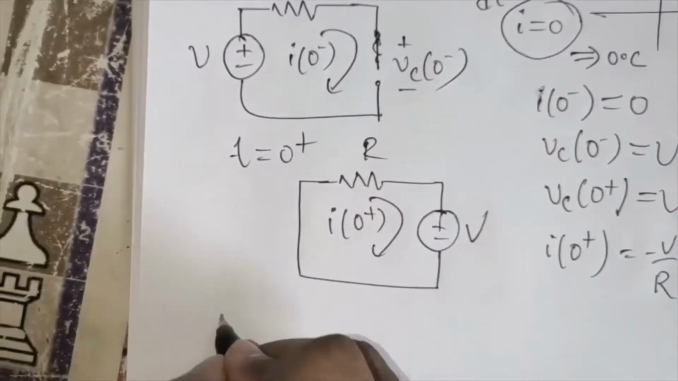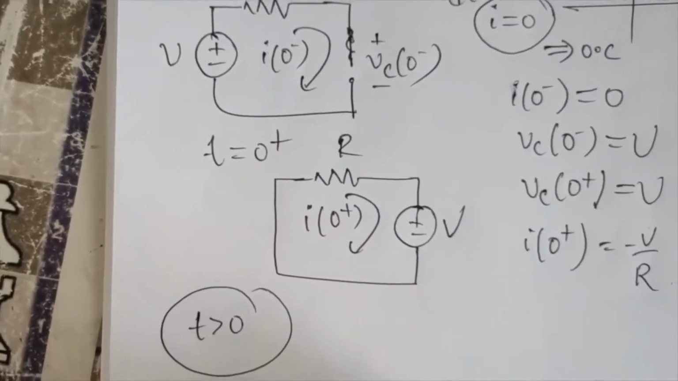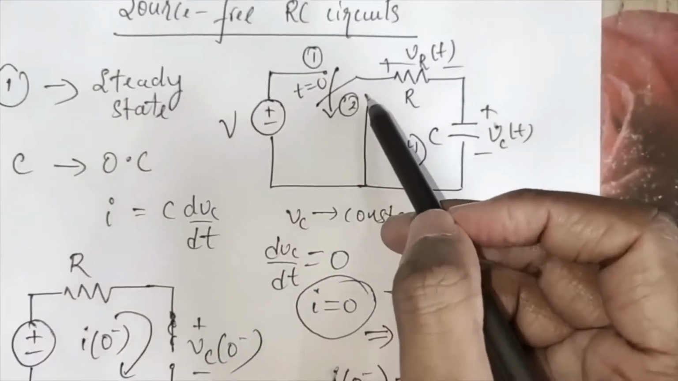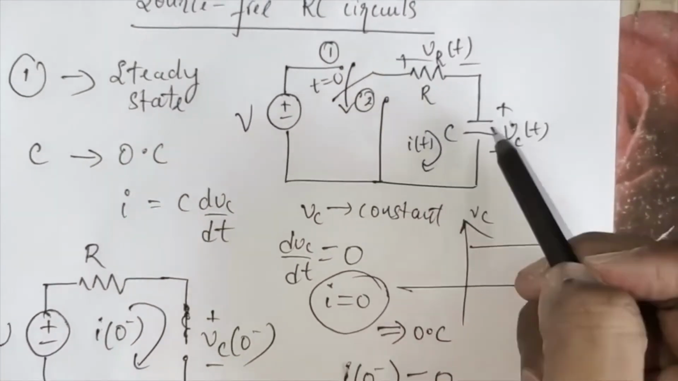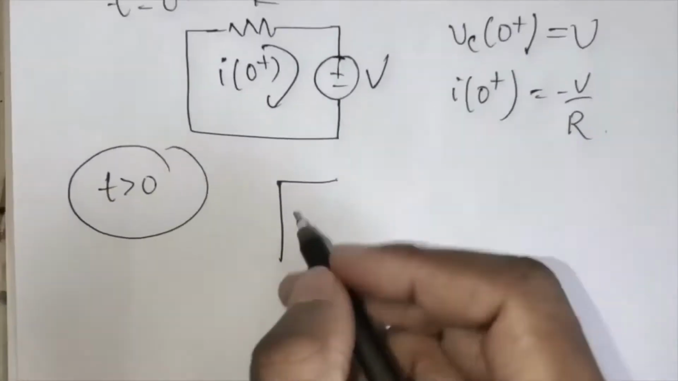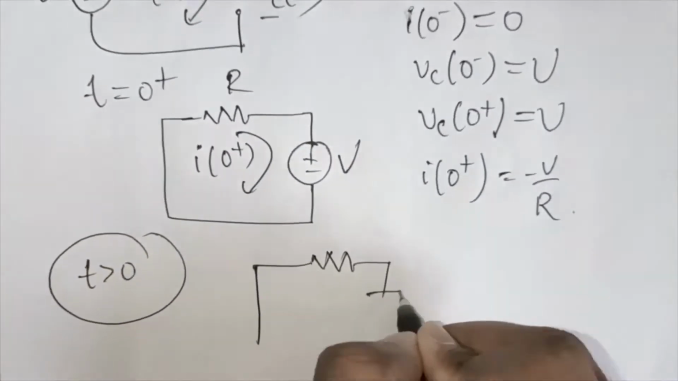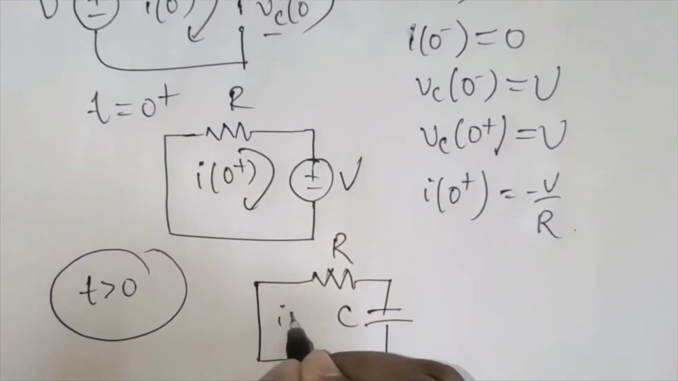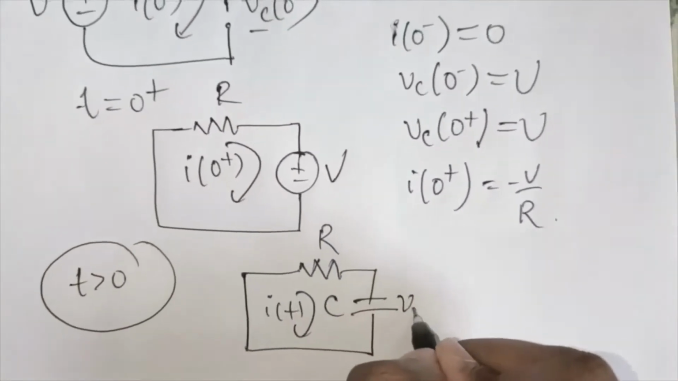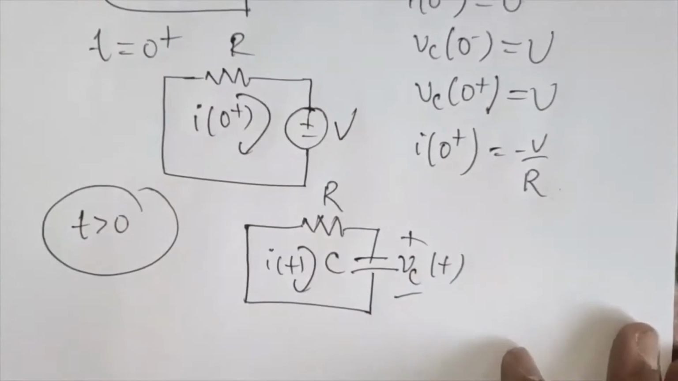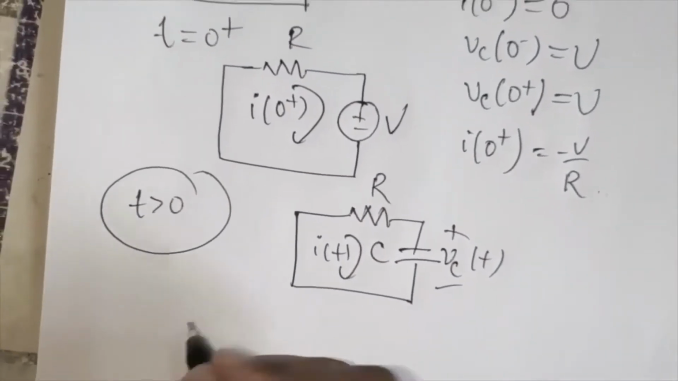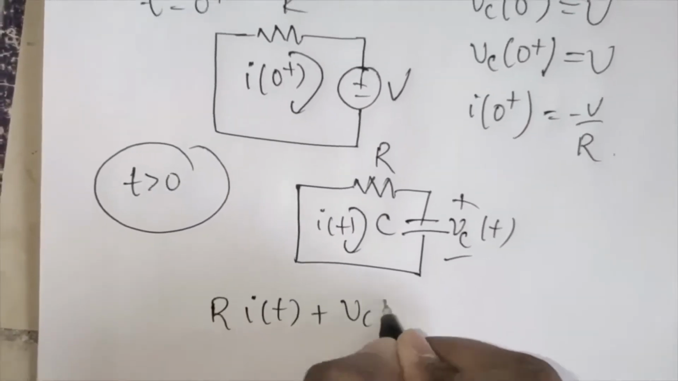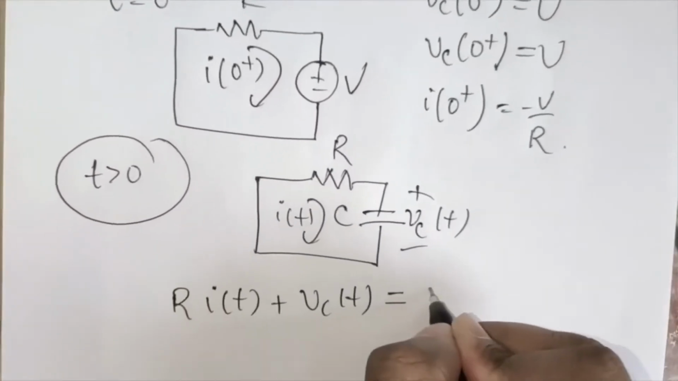Now for t greater than 0, let us try to apply KVL to this circuit. I'll get a short circuit here in series with an RC, so it is a source-free RC circuit. First let me draw the circuit, then let us apply KVL. First we will derive the expression for Vc of t, and from that we will find the expression for I of t. On applying KVL, I get R into I of t plus Vc of t is equal to 0.